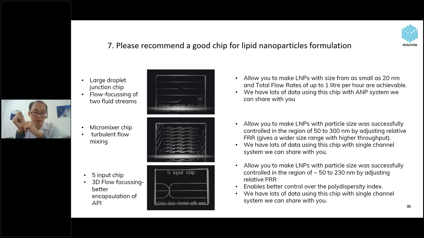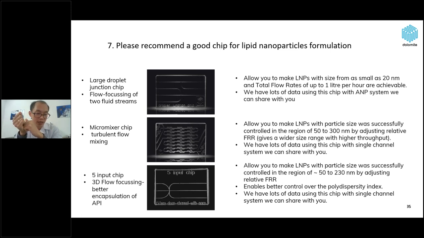The second type of chip good for lipid nanoparticle formulation is the micromixer chip. It provides turbulent flow mixing, which allows you to make lipid nanoparticles with particle size in the range of 50 to 300 nanometers by adjusting the relative flow rate ratio of the lipid phase and the aqueous phase. This chip gives a wider size range with higher throughput. We also have a lot of data using this chip with a single channel system that we can share with you.